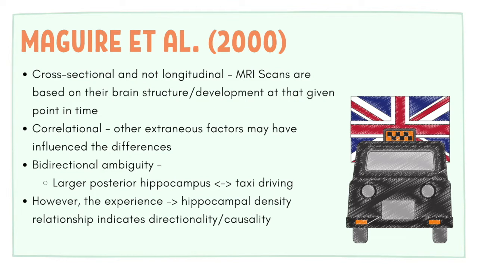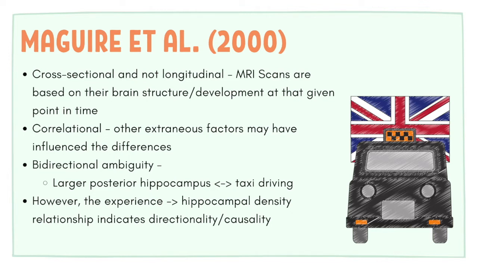There's also potential for bidirectional ambiguity, wherein individuals who have a greater or larger posterior hippocampus have better spatial memory and related skills, and for that reason chose to become taxi drivers. So we don't know the direction because the relationship is only correlational.